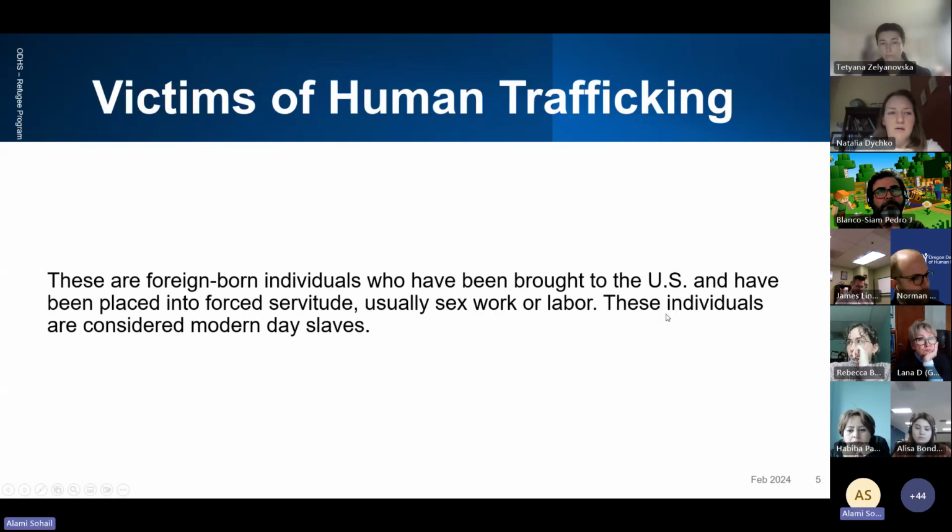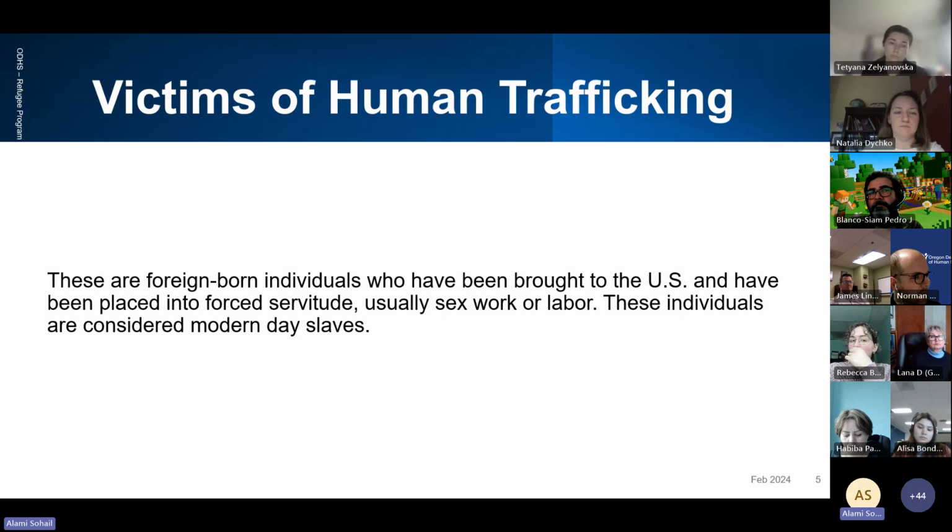Next is victims of human trafficking. So victims of human trafficking, again, we don't see a lot of these, but these are foreign-born individuals who have been brought to the U.S. And they have been placed in forced servitude, usually sex work or labor. They're considered modern-day slaves.